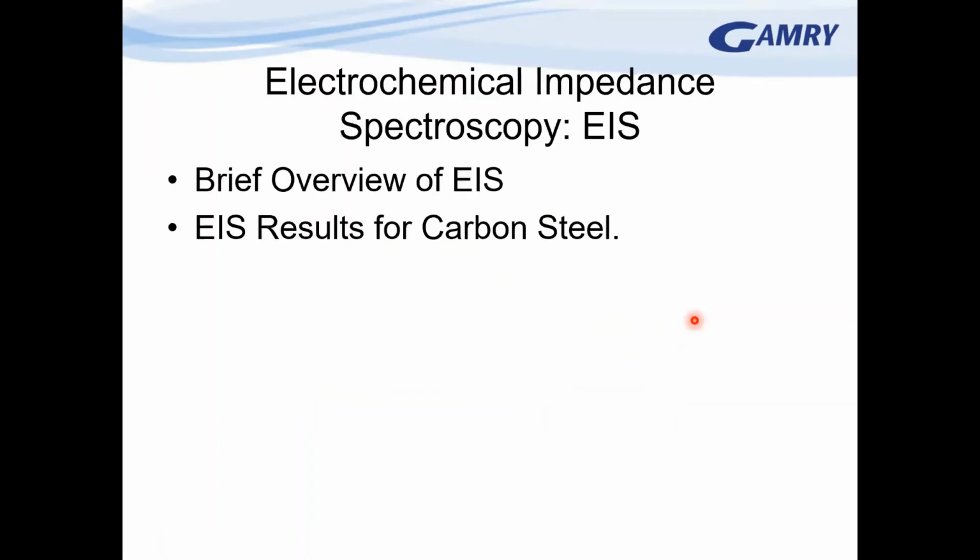So moving on to the third technique that I'm going to talk about, which is electrochemical impedance spectroscopy. I'm not going to give a detailed overview of the electrochemical impedance spectroscopy technique. If you want that, you can look at a previous webinar that Dr. Jacob Ketter has already given, which is on our website, and he'll give you the detailed overview of what's involved in EIS measurements. And then I'm going to show you the results for this carbon steel.